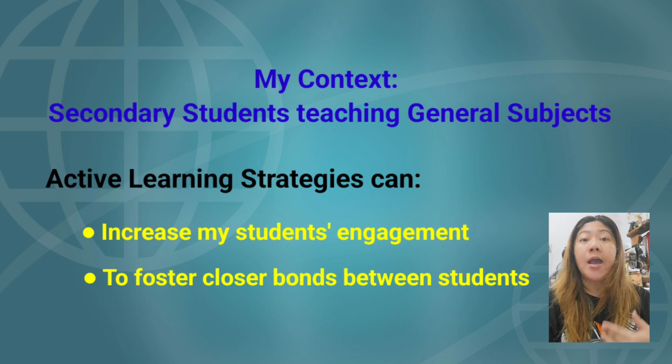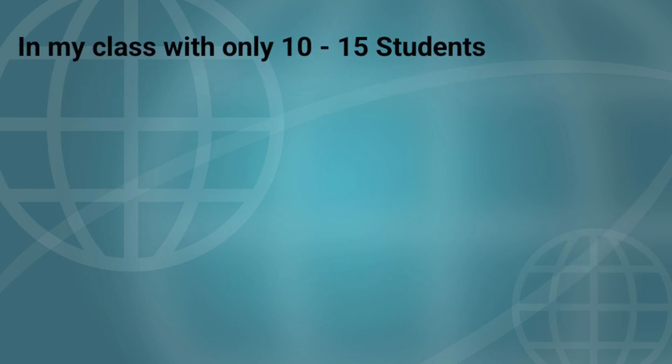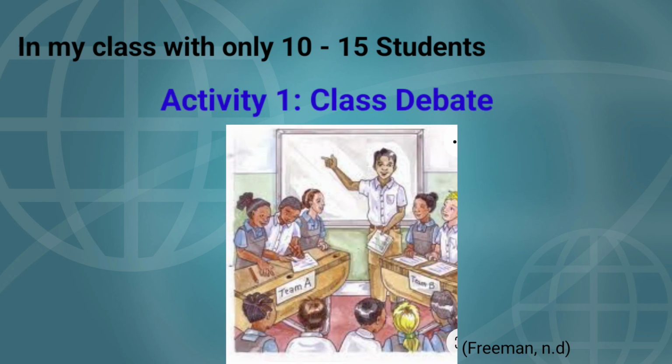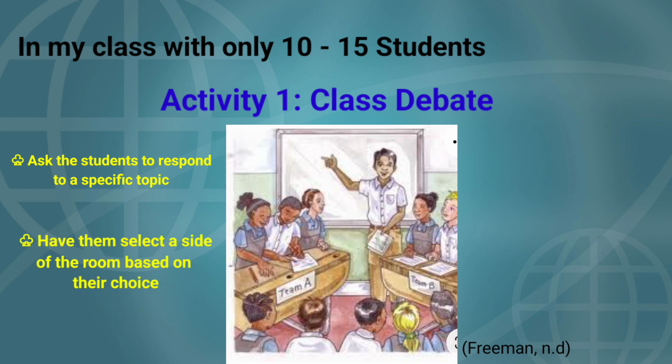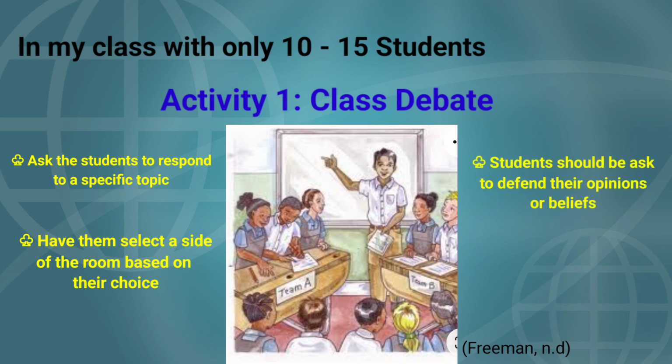However, as a teacher, I will need to provide students with clear direction and assistance for the things they have to do. In my class where I only have a few students, around 10 to 15, I can give them an activity that will get everyone involved, like a class debate. I will ask students to respond to a specific topic for which there is no right or wrong answer, and then have them select a side of the room based on their choice. Students should be asked to defend their opinions or beliefs.